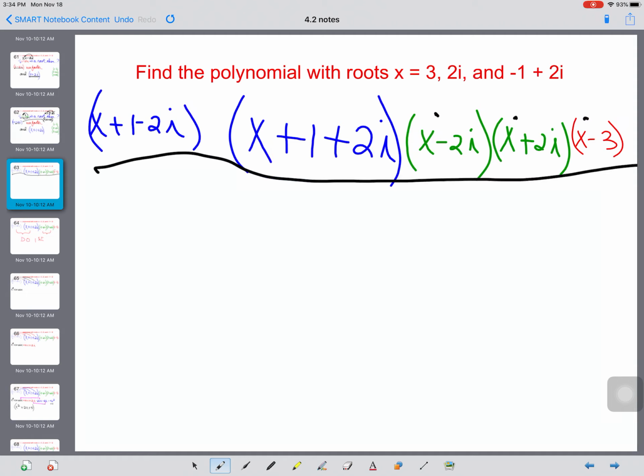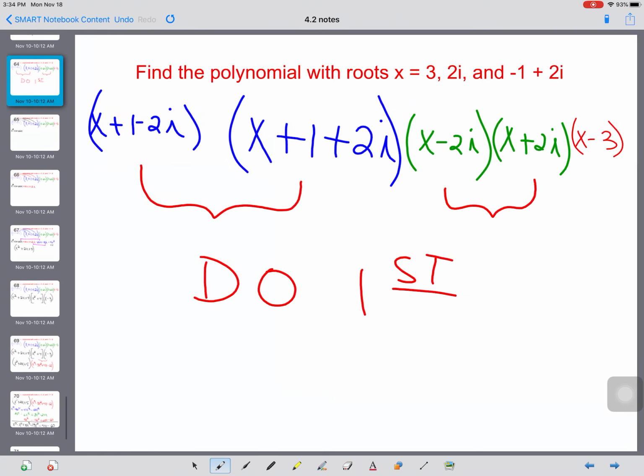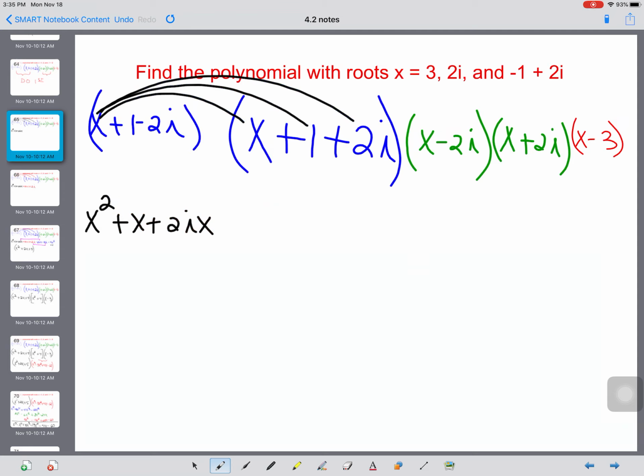Notice 1, 2, 3, 4, 5. This problem is going to be an x to the 5th power with a whole bunch of other terms. And it's going to take a little while to multiply it all together. So let me show you how that happens. First of all, always, always, always do the conjugate pairs together at the same time because it'll simplify much more quickly. So I'm going to do these two blue ones together first.